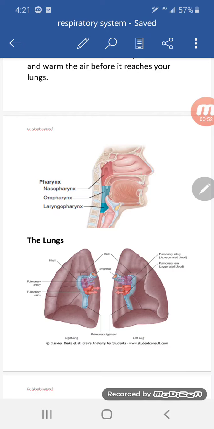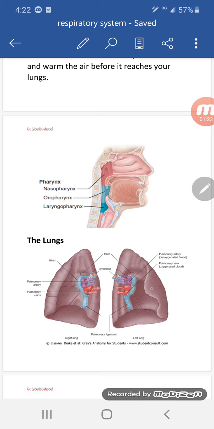Here is the nose, and all of this is the pharynx in three colors. Here is the nasopharynx. It comes from the nose. And here we have the oropharynx. It comes from the oral cavity, so it is oropharynx. And laryngopharynx. Laryngopharynx comes from the larynx, and it is the connection between the larynx and the pharynx.